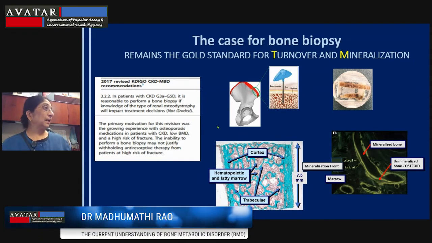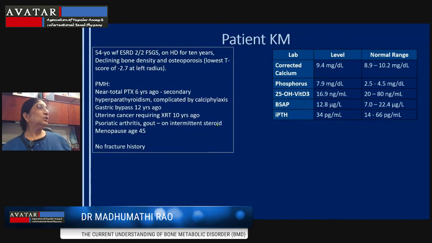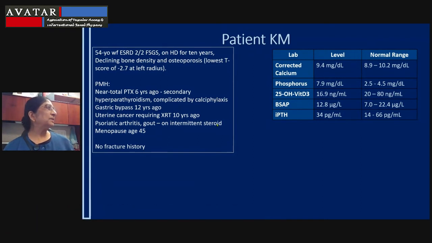So at this point, I'm going to share two case histories with you to demonstrate how a bone biopsy can provide us information in situations where there is a discordance between non-invasive markers such as PTH or bone alkaline phosphatase or other turnover markers, and where it can be helpful in treatment.